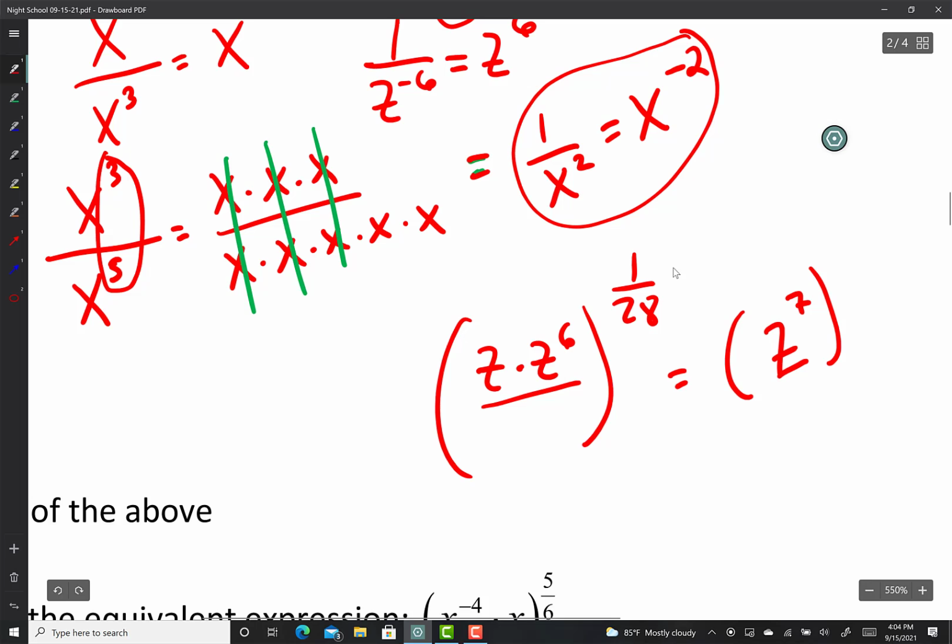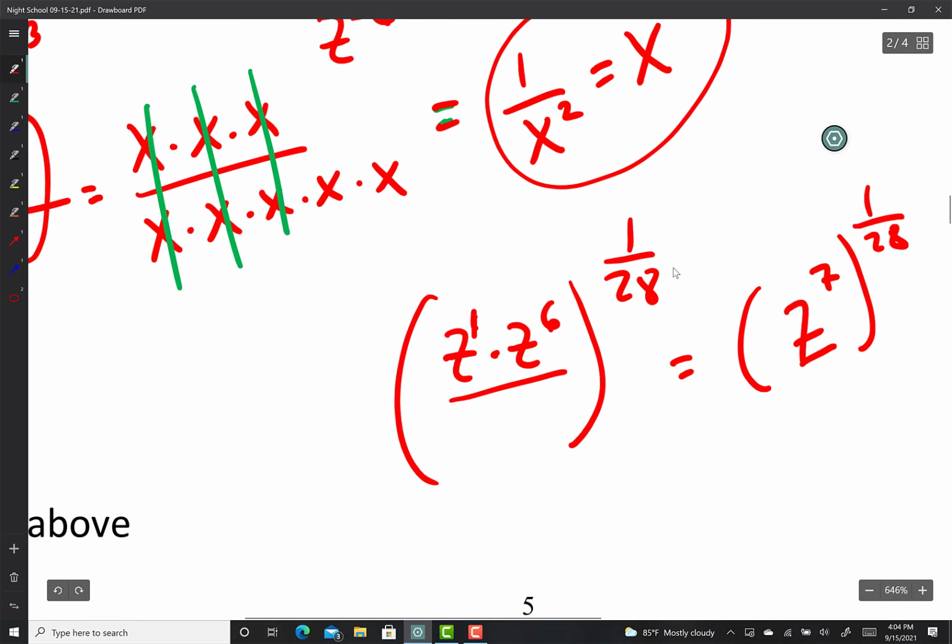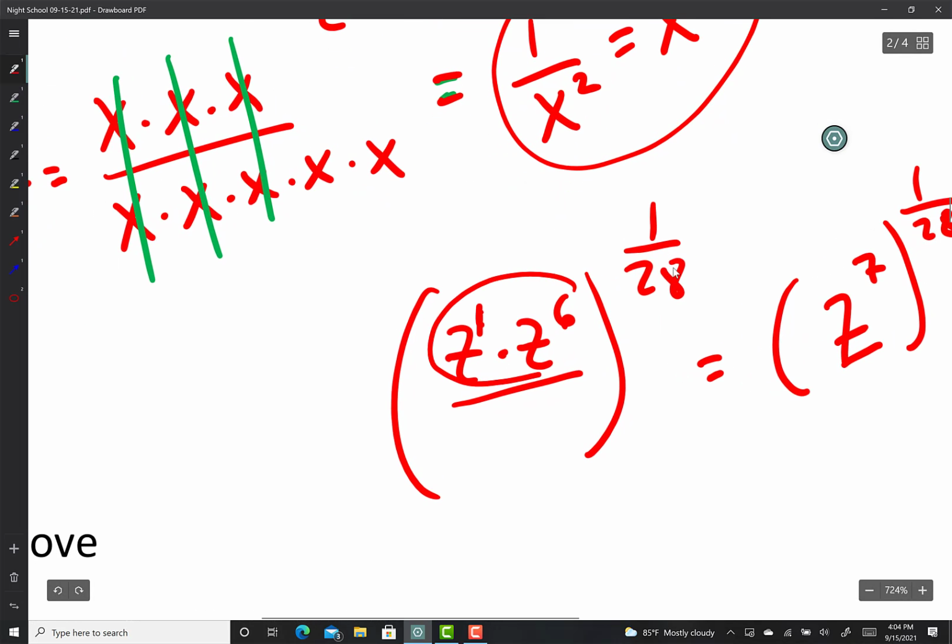Where's the what? Oh, well, this is the power 1, so I just combine them. 6 plus 1 is 7 now. It's not there anymore. I added them up when you multiply, right? Right, guys? Okay, making sure.